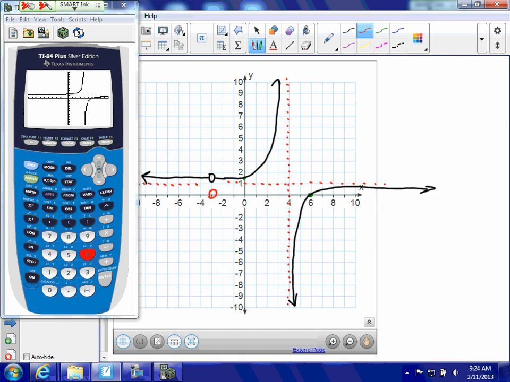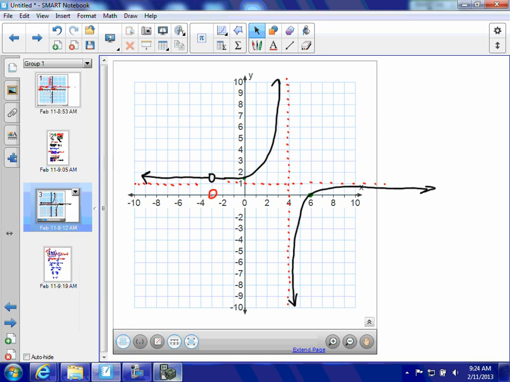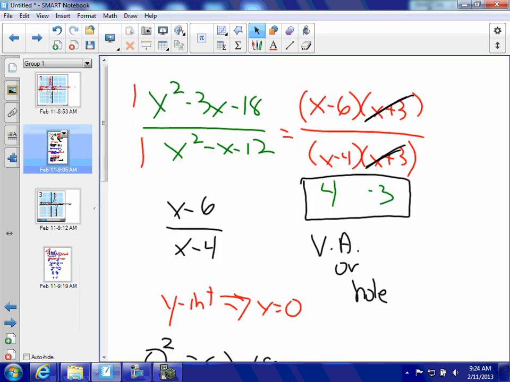Yeah, how did you know that there was going to be a hole there? I knew there was going to be a hole there because when I did my calculations for domain, I knew that I couldn't have 4 or negative 3, but the negative 3 canceled out on the top and the bottom. Oh, so that's why. If it cancels out, it's a hole. It's not an asymptote. Yeah? Questions?